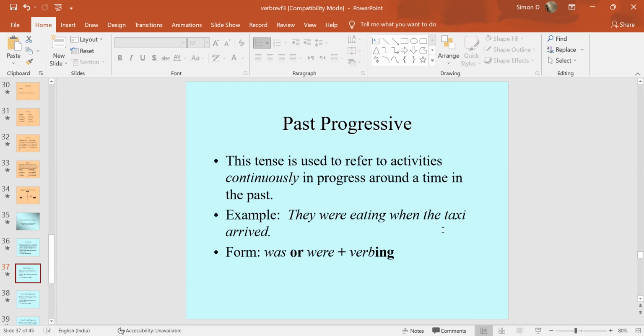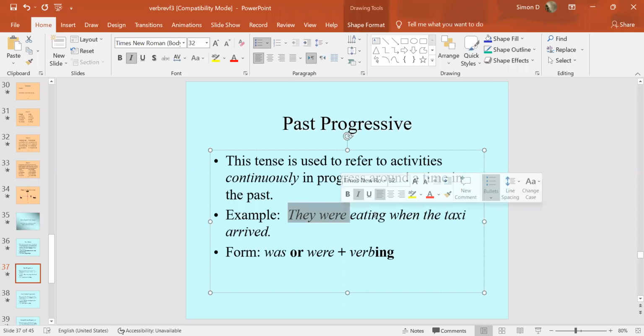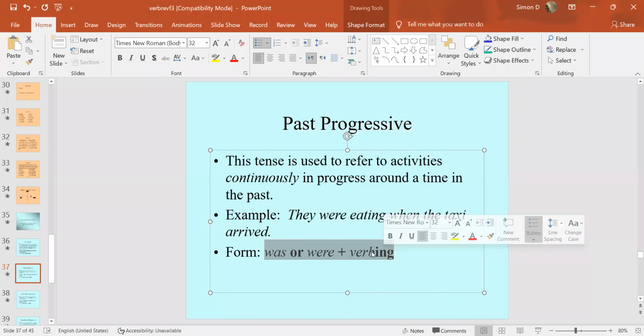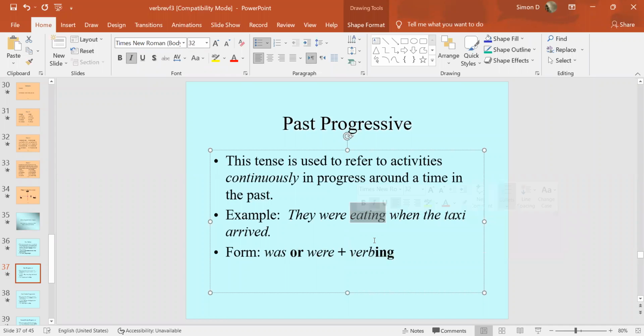Okay, they were eating when the taxi arrived. Okay, that is why you say they were eating. Was or were plus verb and ing. Okay, ing form of verb, because it was a continuous action. They did not stop when the taxi arrived. Okay, they were eating. That eating action was going on when the taxi arrived in the past. Okay, so that is why it is past progressive. Got it right? So they were eating when the taxi arrived.